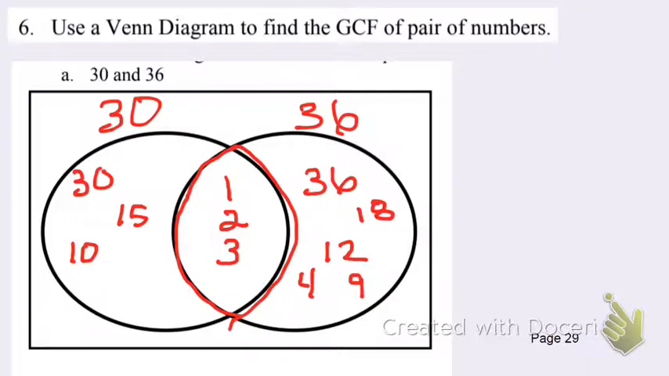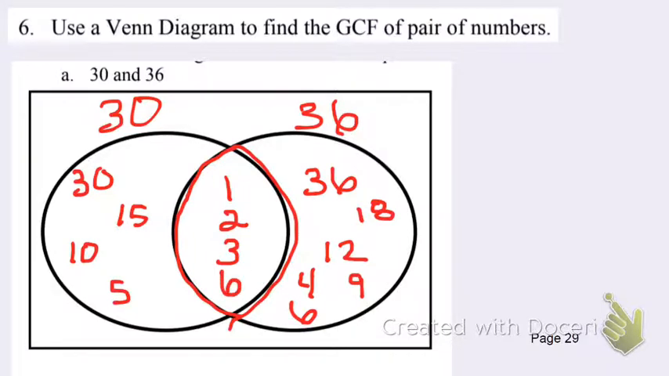Does 5 go into either of these? Oh, 5 goes into 30. 5 times 6 goes into 30. Okay, so we know 5 times 6. All right, let's think about 6. Does 6 go into 30? Well, we just said 6 does. Does 6 go into 36? Yes, 6 goes into 36 6 times. So 6 is a number that they both share. So I need to erase it out of this one because they both share it. So it goes in the middle.